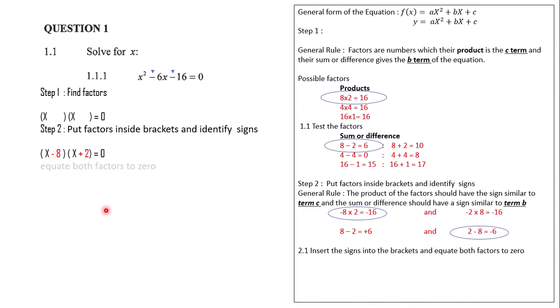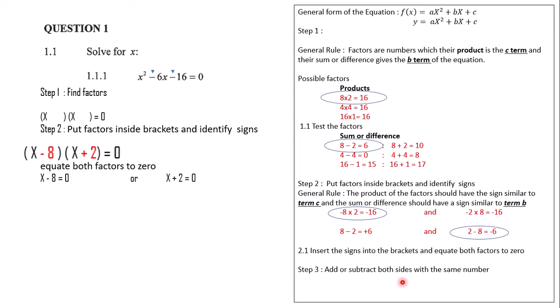Okay, and what we do, the next step is we equate both of our equations to 0, like that, and we add or subtract both sides with the same number. That means we say x minus 8 plus 8 to give us 0 equals 0 plus 8. So what we do on the left hand side, we also do on the right hand side.